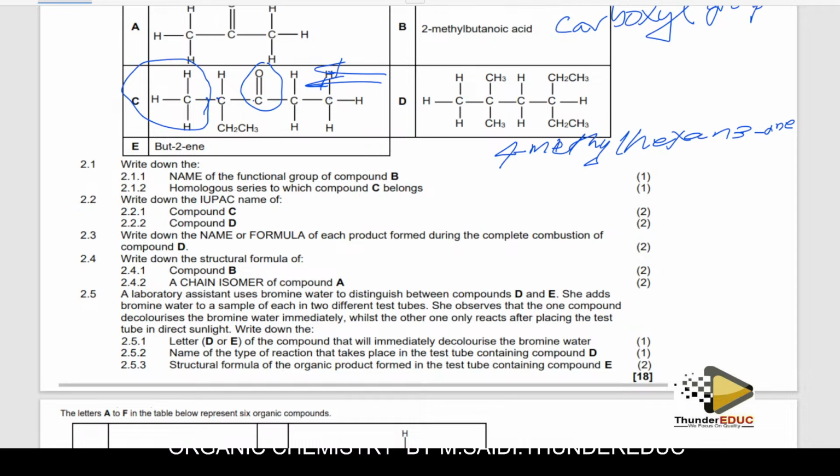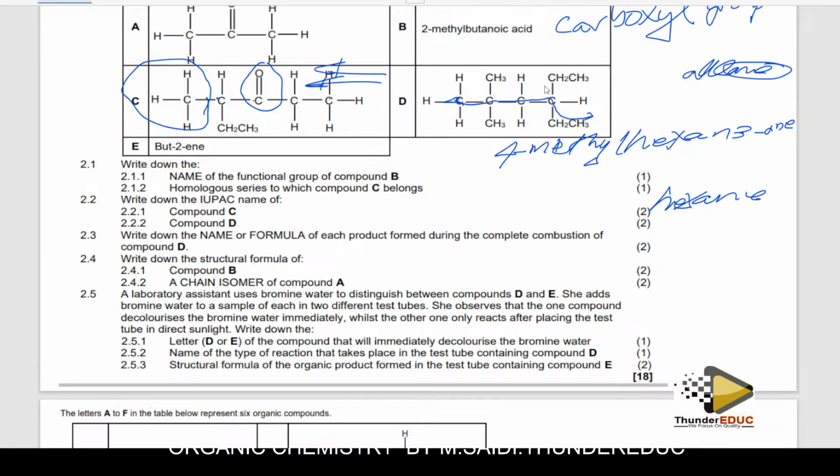So if I take this to be my longest chain, the longest chain is 6, so I'll say hex. I can't say hexane yet. Why? Because it is not an alcohol or aldehyde; it is single bond throughout. So it's going to be an alkane, which means it's supposed to end with -ane. So it's going to become hexane.